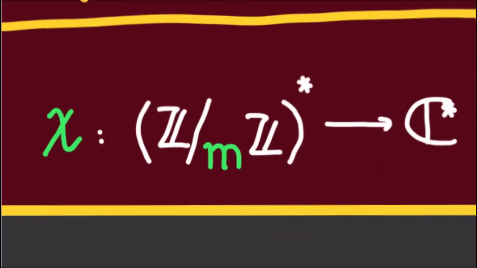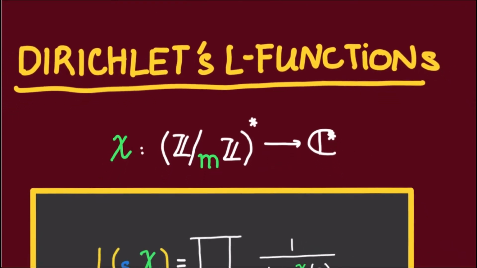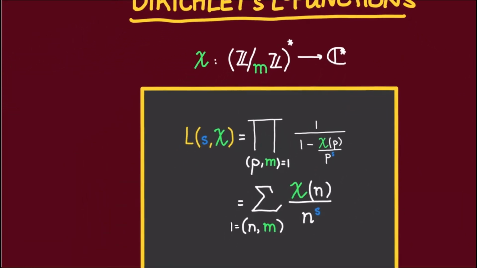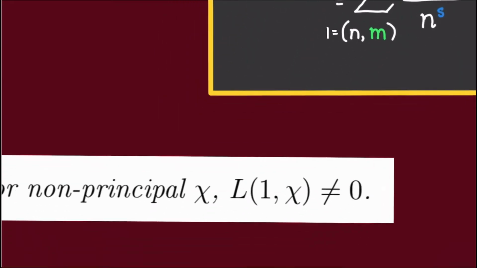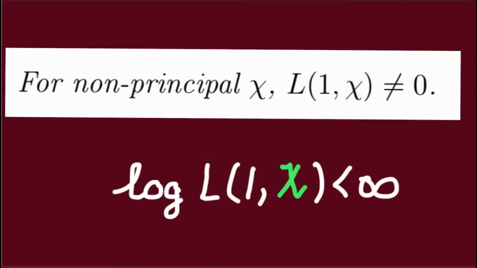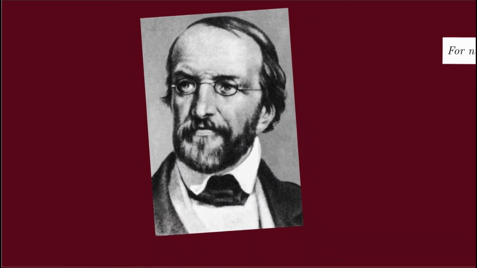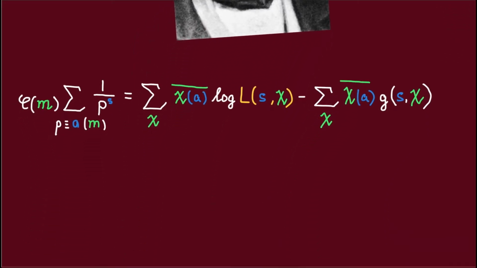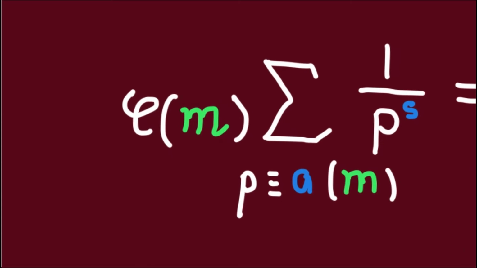For a given character modulo m, Dirichlet has constructed the so-called Dirichlet L function. And the key step in Dirichlet's proof is that for a non-principal character χ, L(1, χ) is going to be non-zero. In particular, this means that log L(1, χ) is bounded. Now, the way Dirichlet used this was by establishing the following identity. On the left-hand side here, he has the Euler phi function together with the sum over all primes that are congruent to a modulo m of 1 over p to the s.